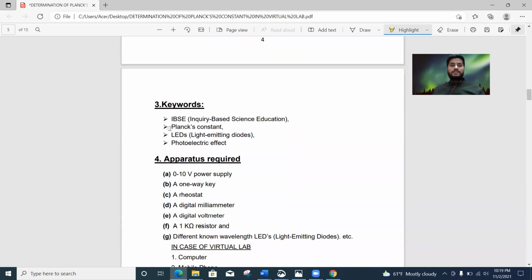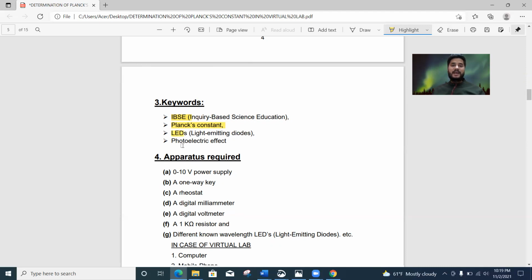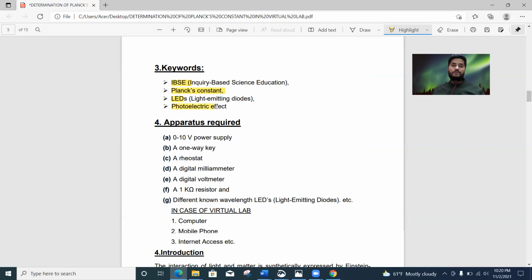The keyword used in this experiment is IBSE, which means inquiry-based science education. It means students have many queries while doing the experiment to calculate the value of the given physical phenomena. This is the main theme of the experiment, and this is the keyword. Next, Planck's constant is also a keyword, and then similarly LED, light emitting diodes, and the photoelectric effect.